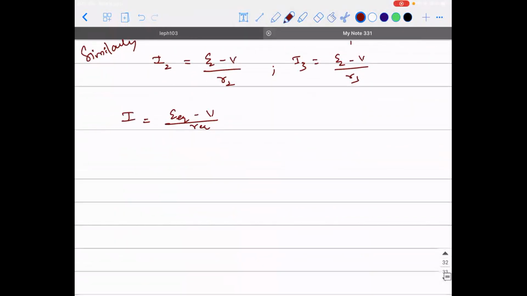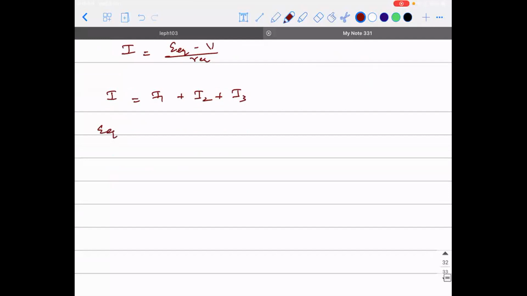Now, we know that I is equal to I1 plus I2 plus I3. Then E equivalent minus V divided by R equivalent is equal to E1 minus V divided by R1 plus E2 minus V divided by R2 plus E3 minus V divided by R3.